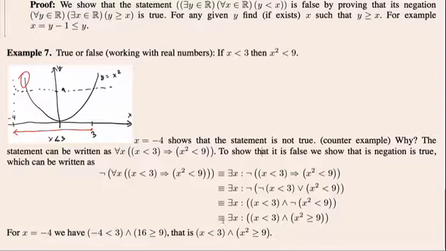That means we have shown that this last statement is true, which means the negation of the original statement is true, and that means the original statement is false. So in this case, we show that the negation, which is the existential statement, is true. That means that we find a counterexample.